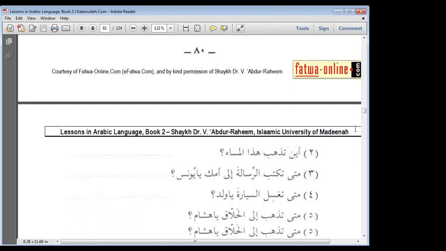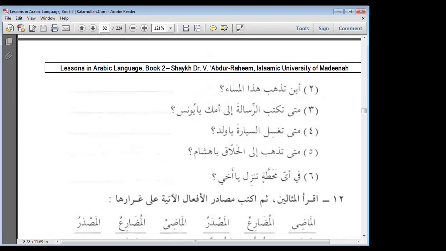Next page. أين تذهب هذا المساء؟ Where are you going this evening? So what's the answer? Anybody want to attempt this? سأذهب إلى المسجد. No. سأذهب إلى المسجد. So you add the sin in front of it.